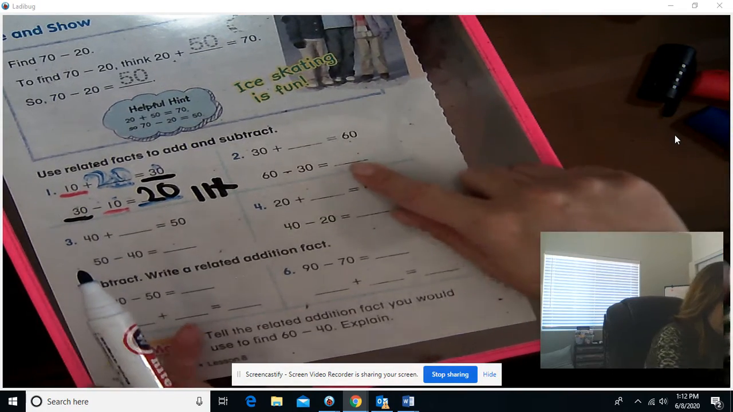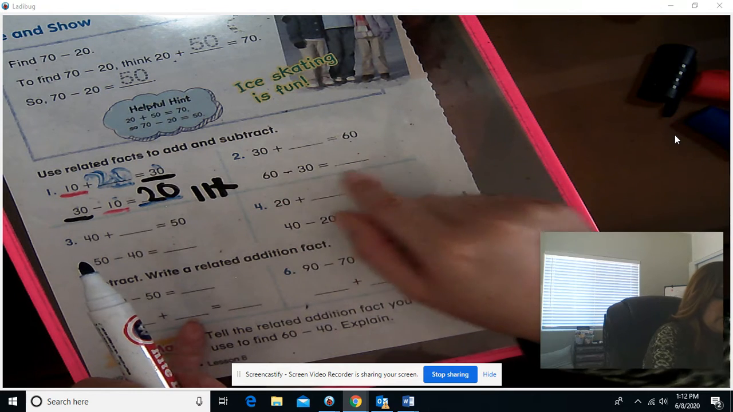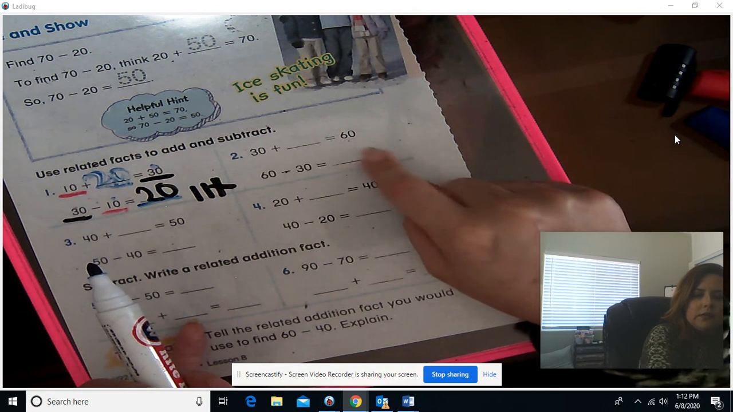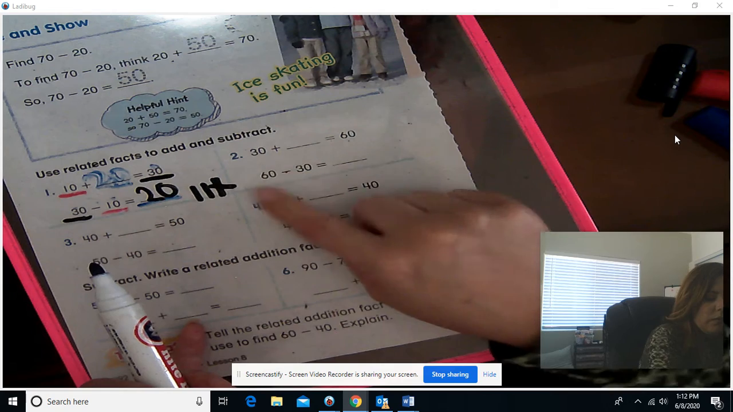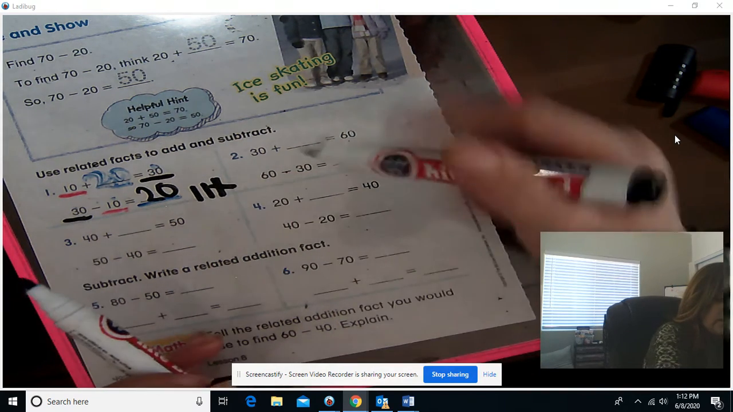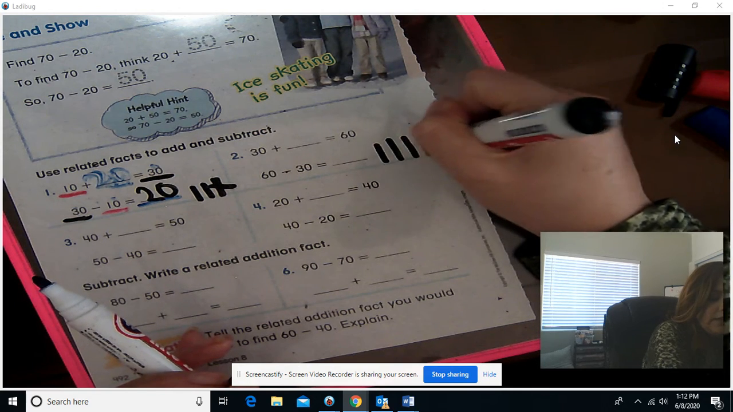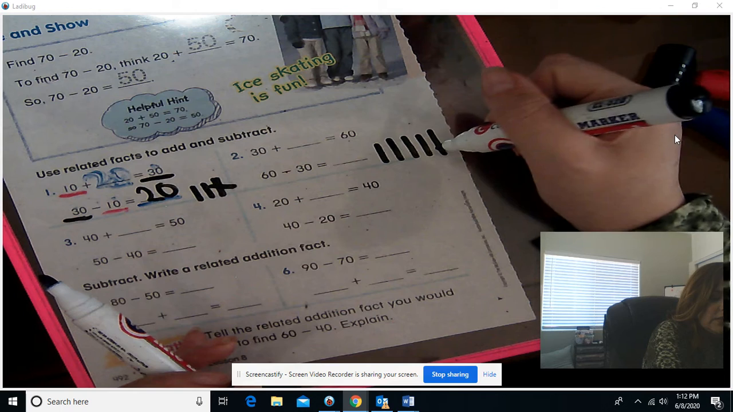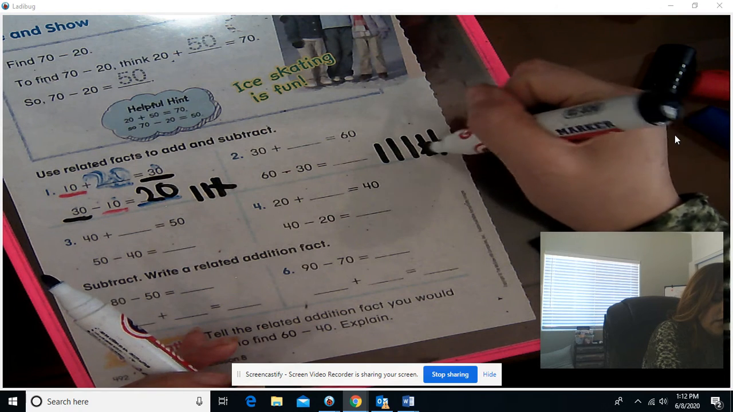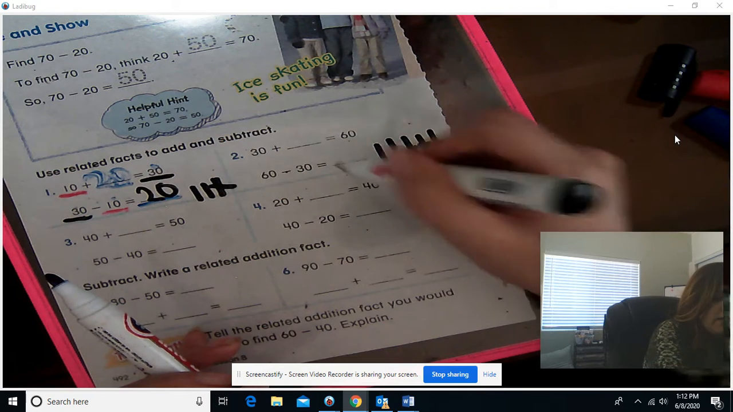Let's try number 2. 30 plus blank equals 60. 60 minus 30 equals blank. So we're going to solve for this unknown first. What is our answer? We're going to start with subtraction. 60. So it's 10, 20, 30, 40, 60 minus 30. 10, 20, 30. I'm left with 10, 20.